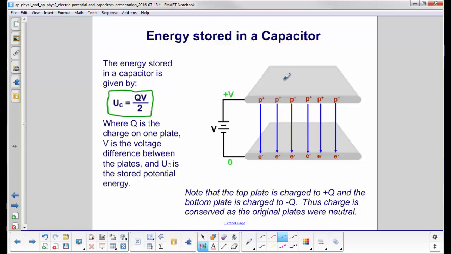Q is the charge on one plate. Don't make the mistake of trying to add the charges and get Q plus Q and 2Q or anything like that. We're just interested in the charge on one plate. V is the voltage difference between the plates that is initially supplied by a battery. U sub C is the stored potential energy. Note, the top plate is charged to plus Q, and the bottom plate is charged to minus Q. So the sum of the charges after being charged up is 0, just like it was in the beginning when it was neutral, when it had a 0 charge, due to conservation of charge.